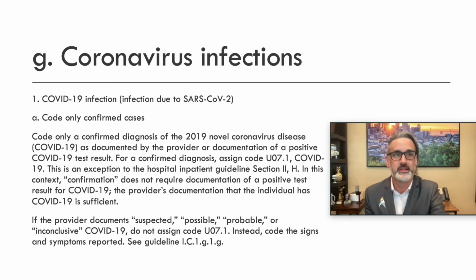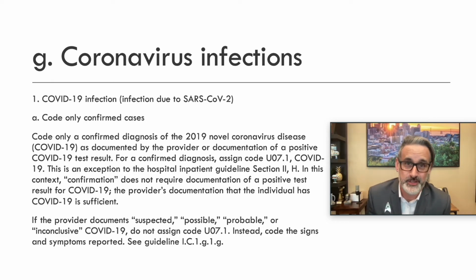Okay, so now with COVID-19, that's what we call it for short, these guidelines are new to 2021. First of all, only code confirmed cases. If a patient has a confirmed diagnosis of COVID-19, we would assign code U07.1. This is an exception to the hospital guidelines, which again we'll look at towards the end of this whole two months of looking at the guidelines, when we look at section 2, part H.